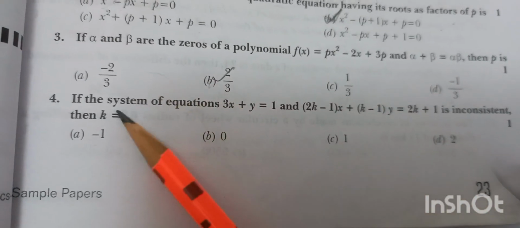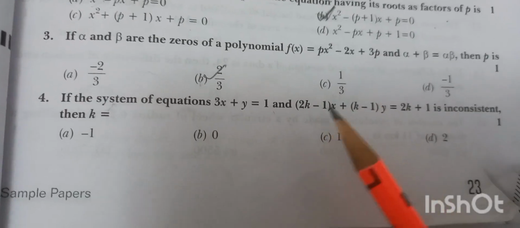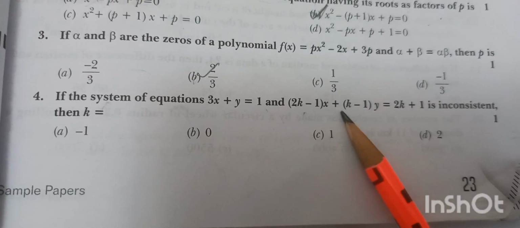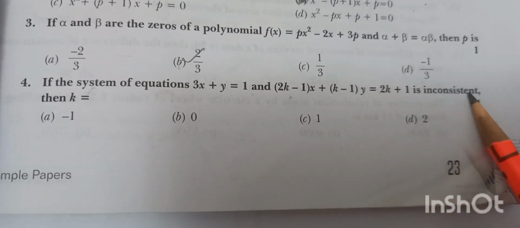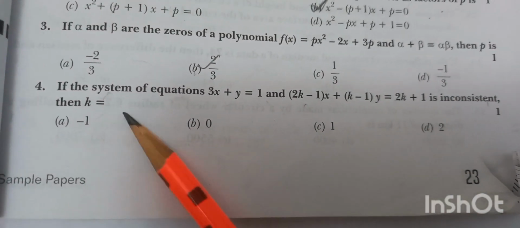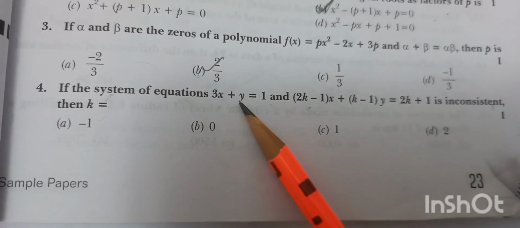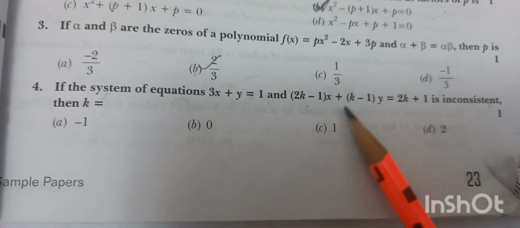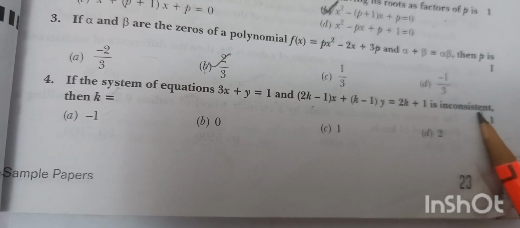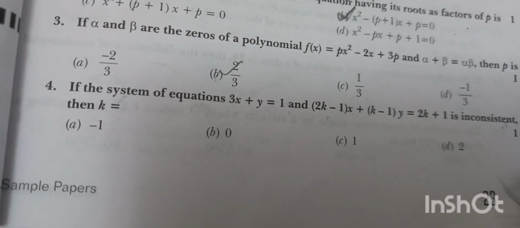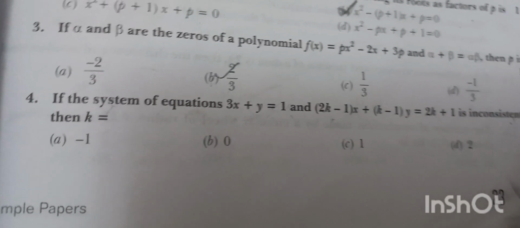Okay. Next one. If the system of equations 3x plus y is equal to 1 and (2k minus 1)x plus (k minus 1)y is equal to 2k plus 1 is inconsistent, then we have to find the value of k. What are the given equations? One is 3x plus y is equal to 1. This is the first equation and this is the second equation. What is the condition for inconsistent? For inconsistency, a1 divided by a2 is equal to b1 by b2 not equal to c1 by c2.